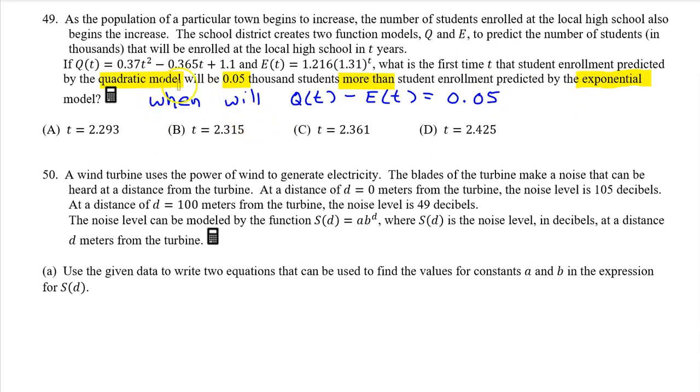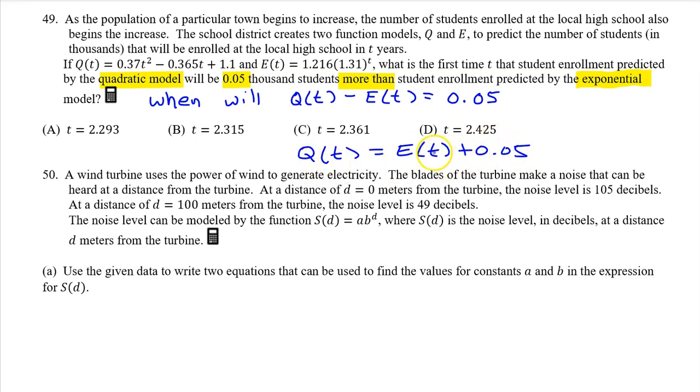Asking us when the quadratic model will be 0.05 more than the exponential model is another way of asking when will Q of T minus E of T be 0.05. I would love to type this into my calculator somehow, but it will be easier if the Q of T and the E of T are on opposite sides of the equation. So let's add the E of T to both sides of the equation, and this equation will become Q of T is equal to E of T plus the 0.05.